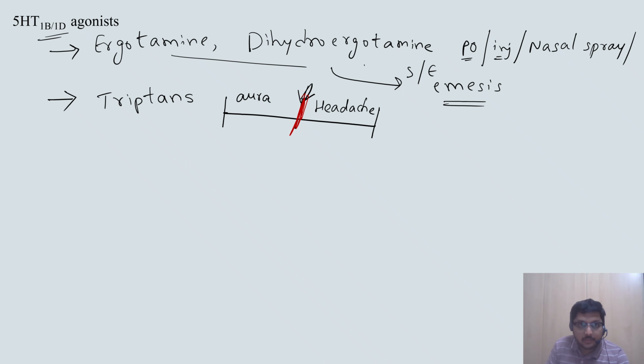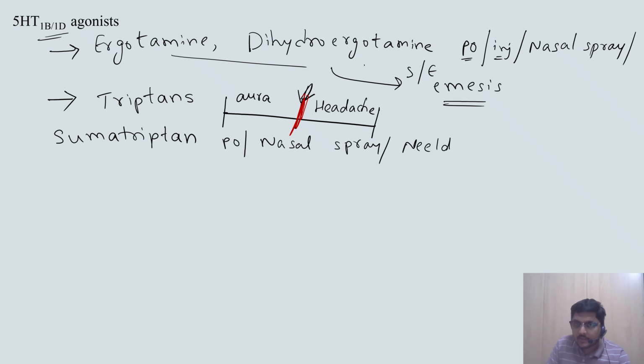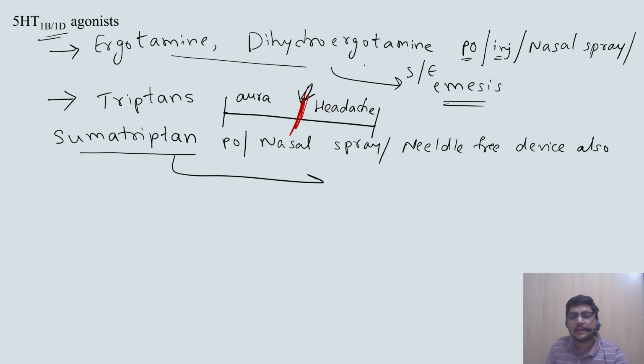So what are the examples of triptans? Very popular triptan, sumatriptan. This is available as tablet, as nasal spray, and as a needle-free device also. And all the triptans generally are not indicated for cluster type of headache. They are recommended for migraine headache. But sumatriptan has a US FDA approved indication for cluster headache also. Other triptans are not approved for the indication of cluster headache.